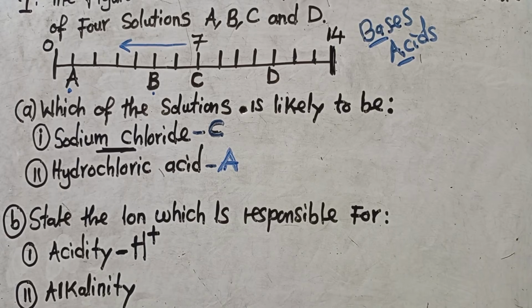So you now discover that from the definition of an acid as a substance that produces hydrogen ions, it is obvious that the hydrogen ions are responsible for acidity.